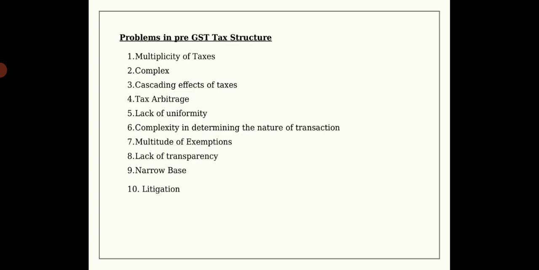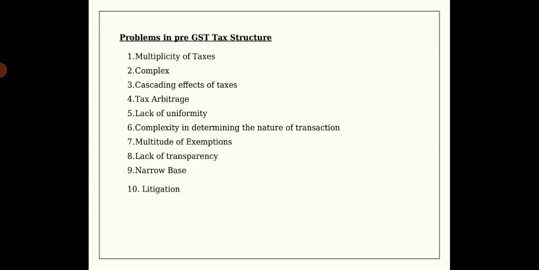In the current indirect tax structure in India, there is cascading of tax due to tax on tax. No credit of excise duty and service tax paid is available to the traders while paying the VAT. This results in an increase in the overall burden of tax in the hands of end customers. See the fourth one, tax arbitrage. Multiple taxes result in tax arbitrage.